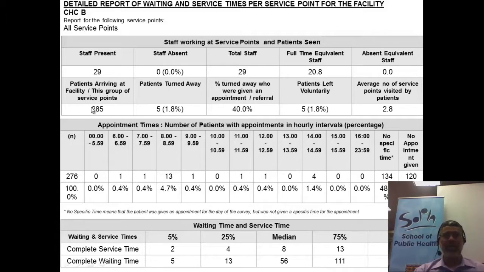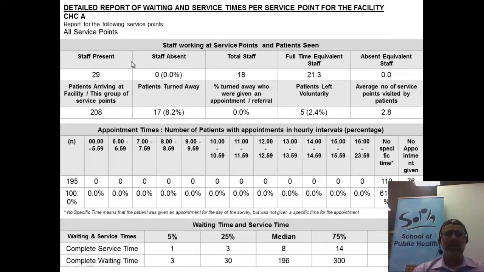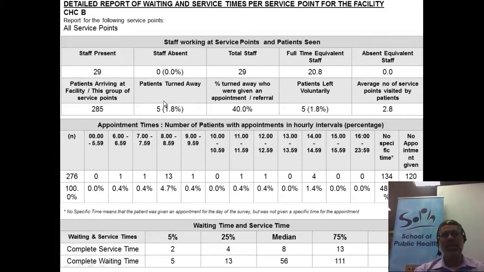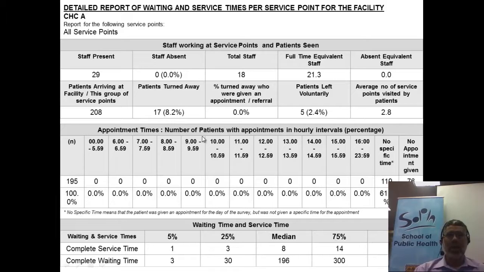The patients arriving, very similar again, 285, of which a smaller amount were turned away, and 40% of those who were turned away were either given an appointment to come back or a referral letter to go elsewhere, and 1.8% left voluntarily, a similar number of visits per service point. So very similar facilities, one would gather, Community Health Center A and B, when we look at their profile, the staffing, the patients, except that we've seen Community Health Center B sends away far fewer patients than Community Health Center A, and they give quite a bit of them an appointment or a referral, whereas Community Health Center A turns away quite a lot of patients, and gives none of them an appointment or referral.